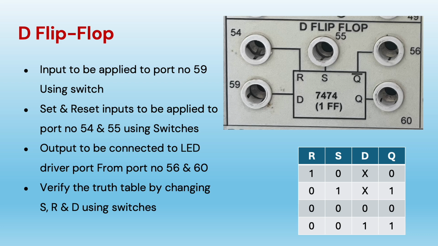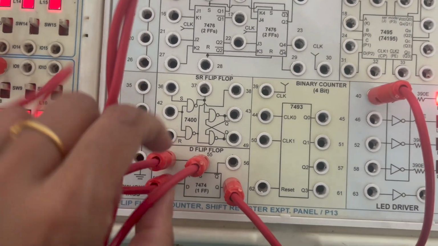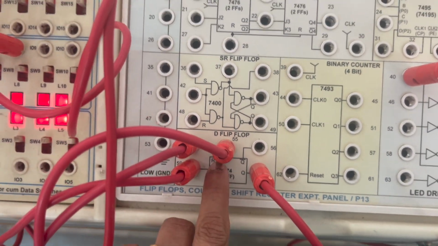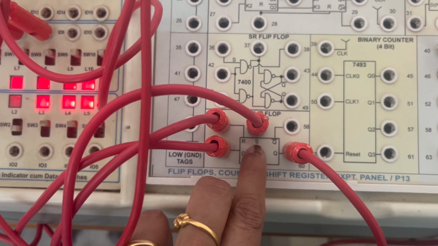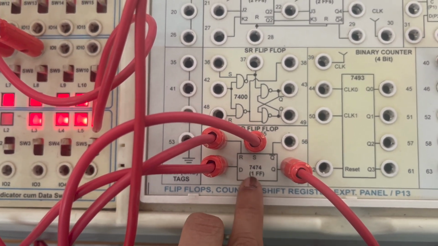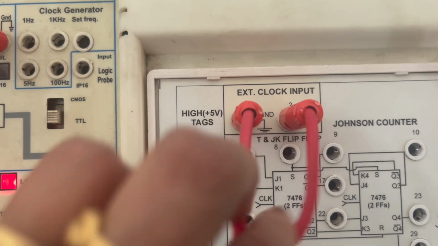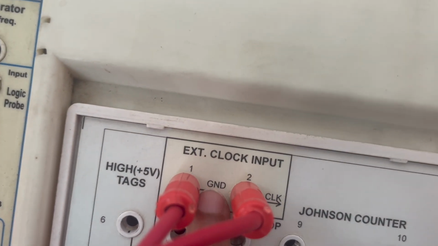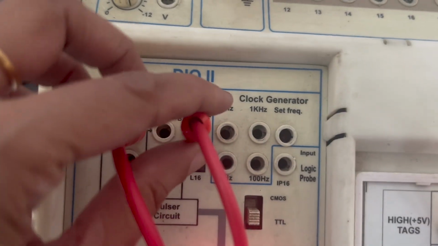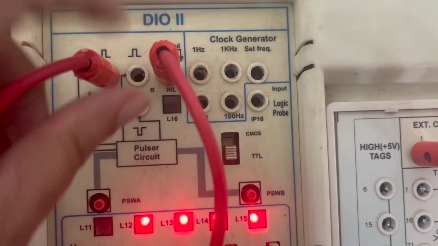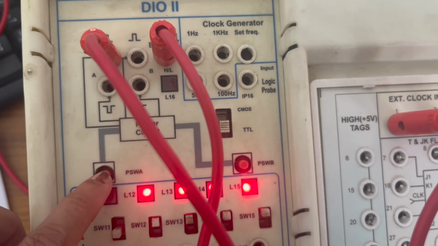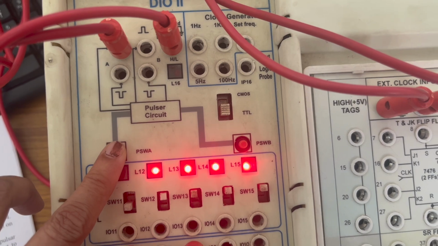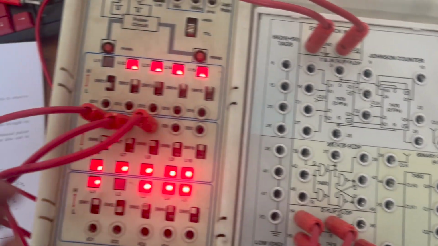Let's do this experiment. Let's do the practical of D flip-flop. It has 3 inputs, R, S and D. Right? Set, reset and D. This is the clock input for D flip-flop, clock with respect to ground, and it is connected to the pulsar circuit here. Whenever switch is pressed, it gives 1 pulse signal to D flip-flop. So 1 pulse as clock is given to D flip-flop.